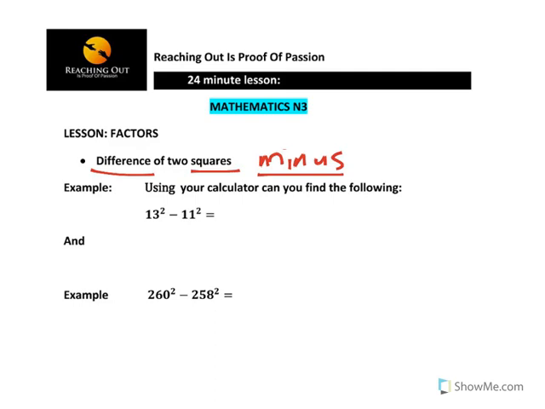Now, using your calculator, can you try to quickly calculate 13 squared minus 11 squared and 260 squared minus 258 squared? When I punched my calculator, this is what the answer gave me. Now let us work it out without using a calculator and see what we're going to get.